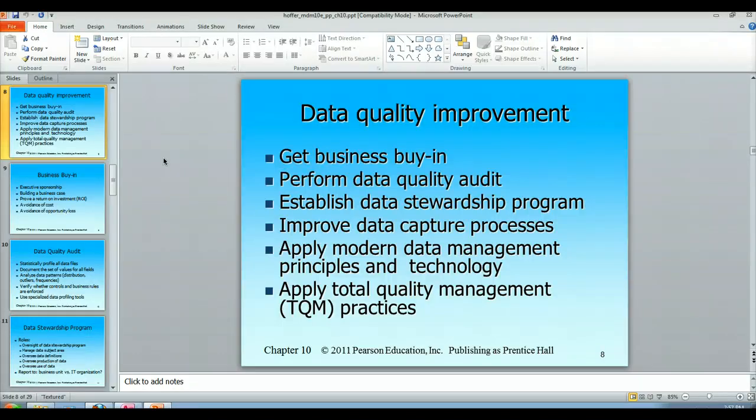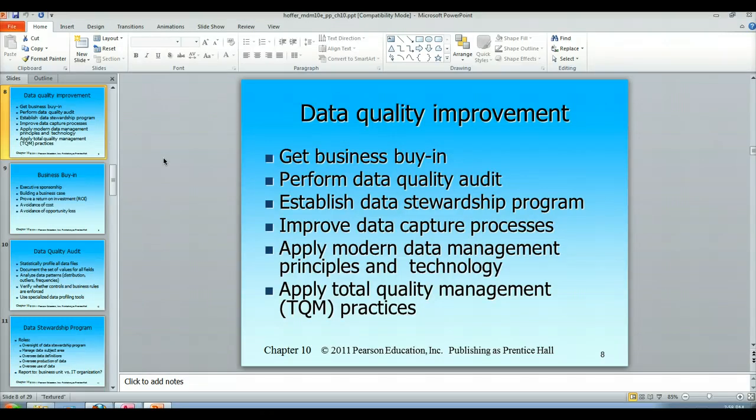So we've determined that we have bad or poor quality data, so we want to put something in place to improve this. So here are six methods or six steps to go through to start a data quality improvement program.